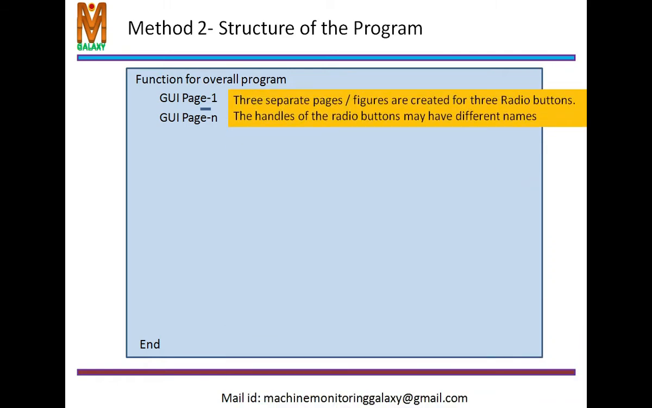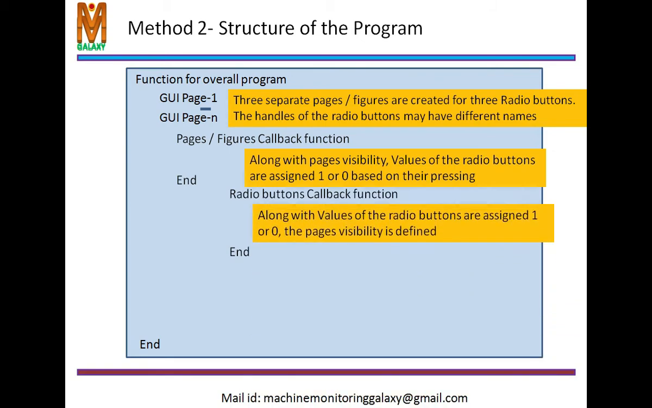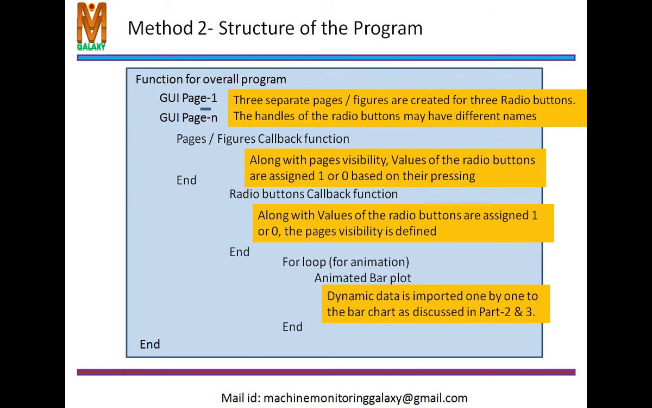using method 2, where 3 separate pages will be created for 3 radio buttons, and the handles of the radio buttons have different names. So in the page's callback function, along with the page's visibility, we'll also have to define the radio button's assignment. Based on the pressing, we'll get the same figure or radio button. Similarly, for the radio button callback function also, along with the values of the radio button, we have to assign the pages. And in the for loop, we have to populate the dynamic data. Before the for loop, you can define the axis.